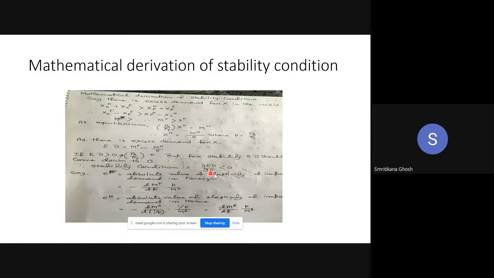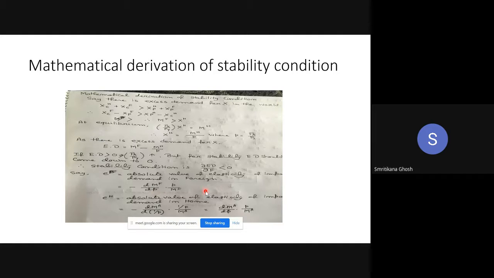This is very known to you from your Walrasian and Marshallian stability situation. Now look, EF is the absolute value of the elasticity of import demand in the foreign country. So their import demand, how can you write it? Del MF by dP into P by MF, because their import is our export. So the relative price of their importable is Px by Py, that is small p. That is why it is written as dP.